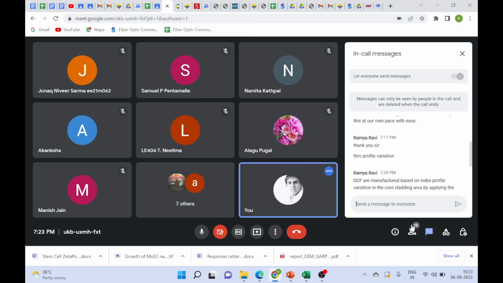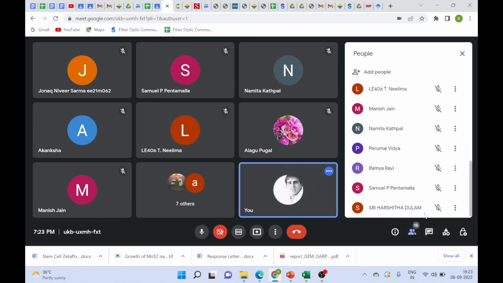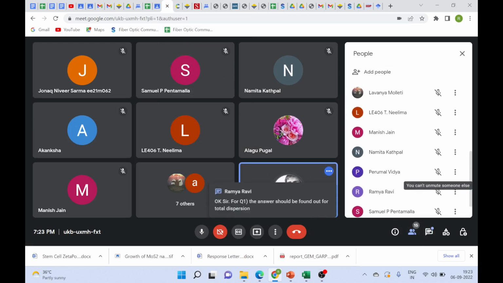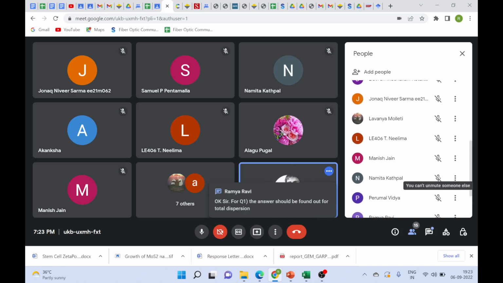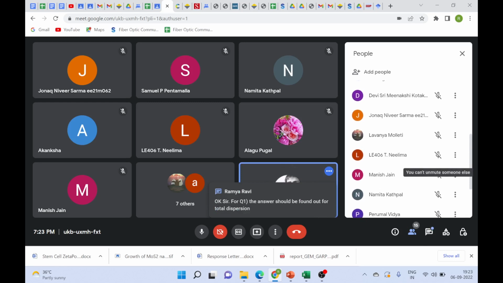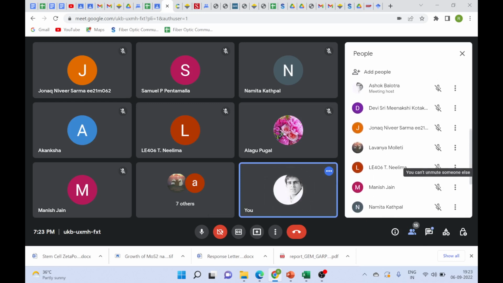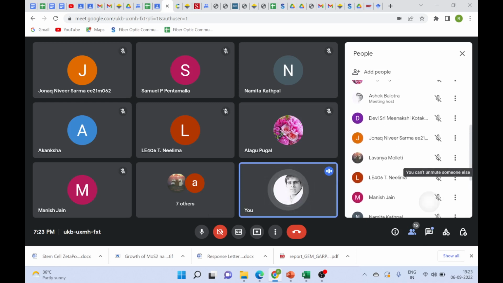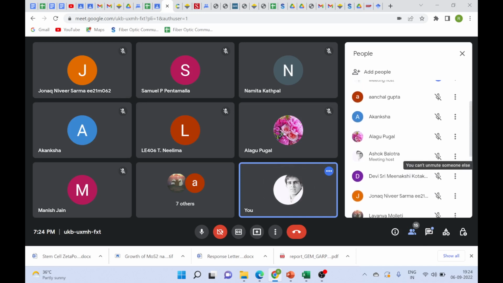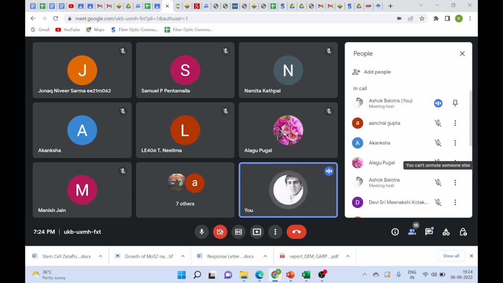So anyone else? Lavanya, Devsri, Minakshi, no one is there.